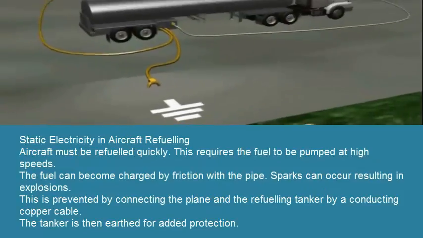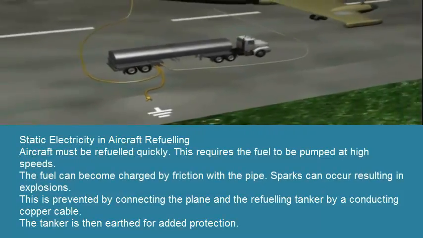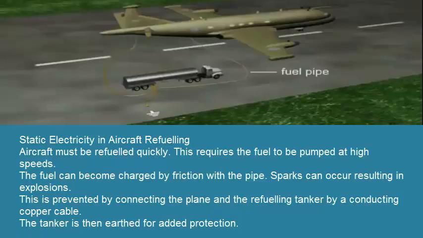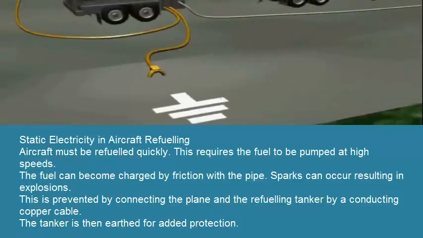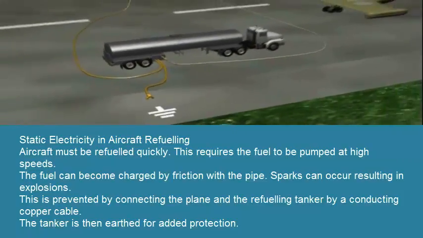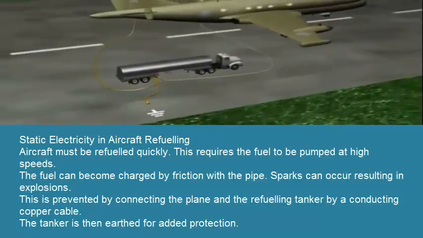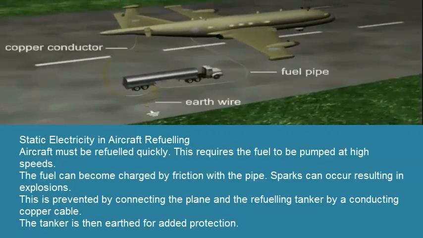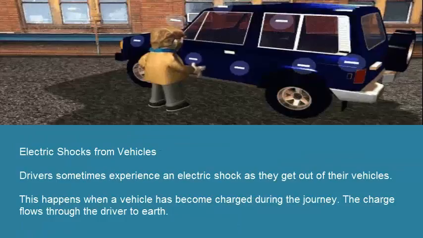Refueling aircraft. Aircraft must be refueled quickly. This requires the fuel to be pumped at high speeds. The fuel can become charged by friction with the pipe. Sparks can occur, resulting in explosions. This is prevented by connecting the plane and the refueling tanker by a conducting copper cable. The tanker is then earthed for added protection.